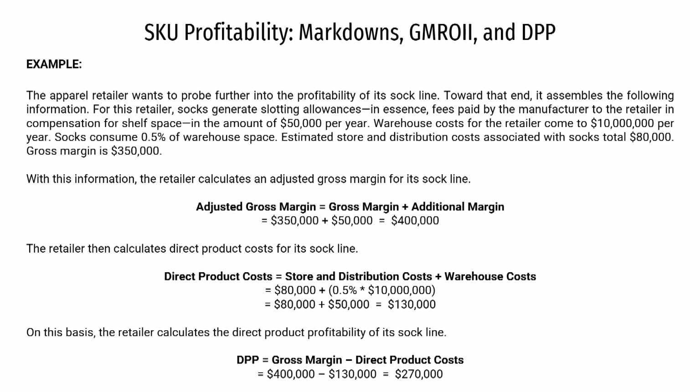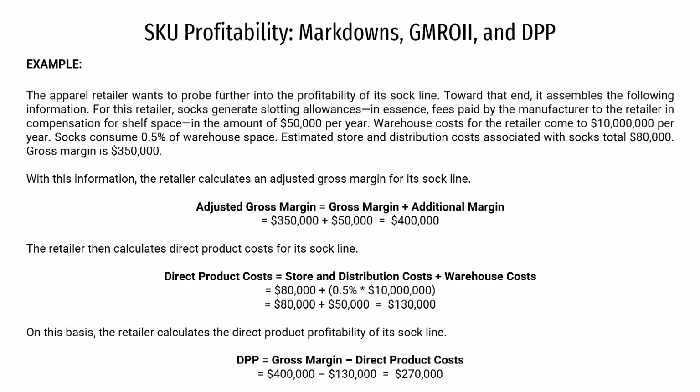Now, for these stocks I can attribute the cost. So, 0.5% multiplied by 10 million will give me the cost of the warehouse for the stocks. Estimated store and distribution cost associated with the stocks, let us say, is $80,000. And as we know, in the last example we said that the gross margin for that particular year is $350,000. So, with this information the retailer calculates the adjusted gross margin for its stock line.